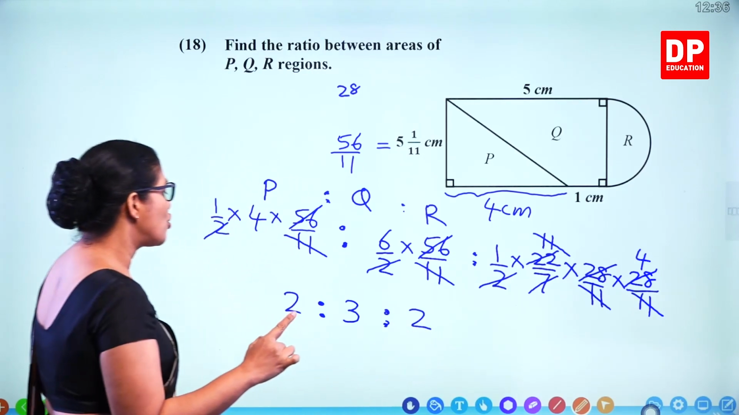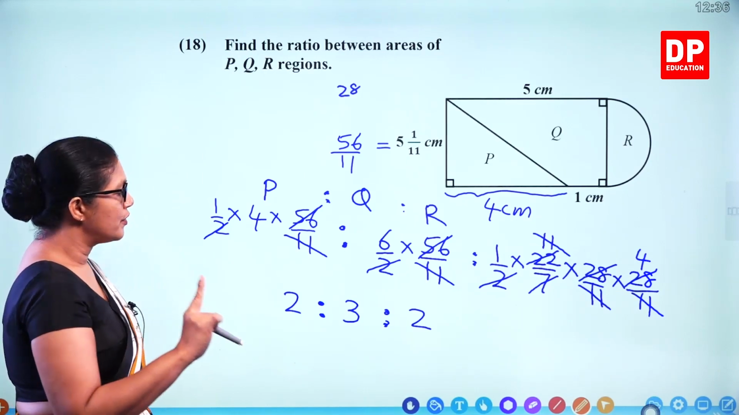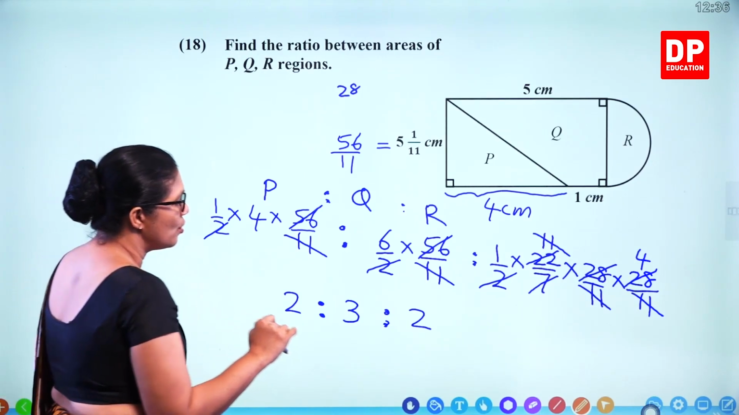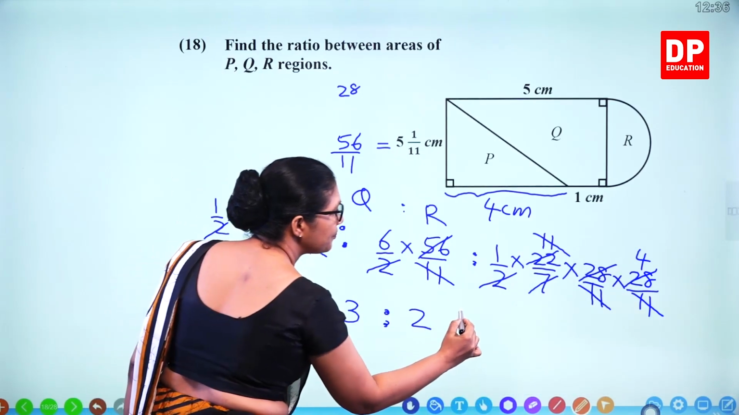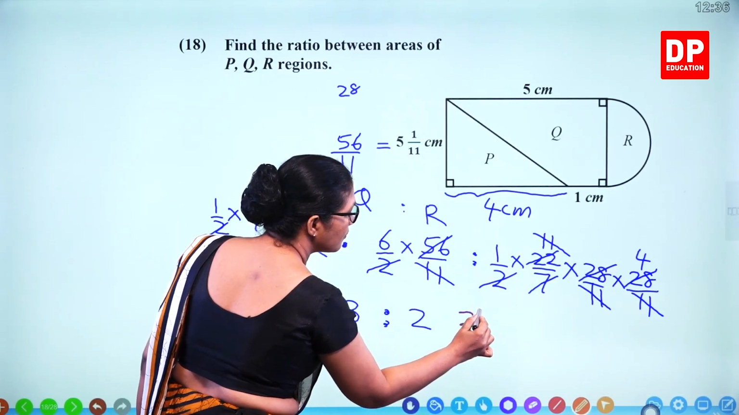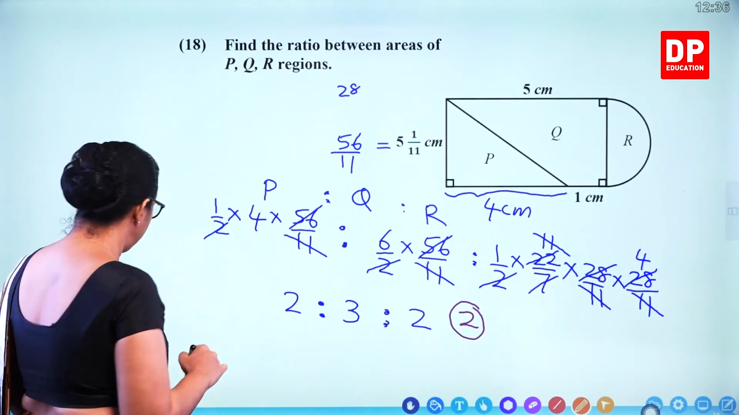4 divided by 2, you get 2. So what's the ratio P to Q to R? 2 to 3 to 2. So that's 2 marks. Two marks for this question.